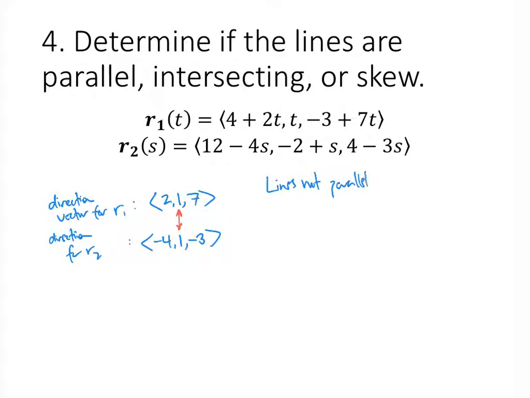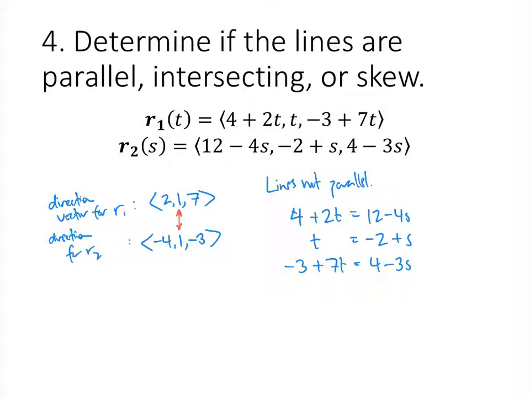So now the question is, do the lines intersect or are they skew? In order for the lines to intersect, there has to be some point on the line R1 that is also on the line R2. In other words, there has to be some value of t and some value of s where 4 plus 2t equals 12 minus 4s, and the y component of the R1 vector, t, equals negative 2 plus s, and negative 3 plus 7t equals 4 minus 3s.